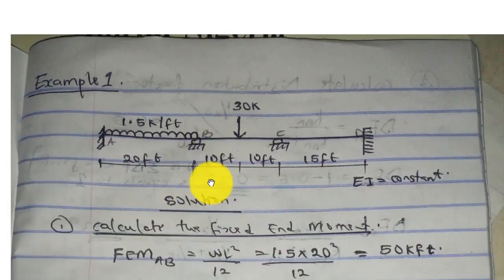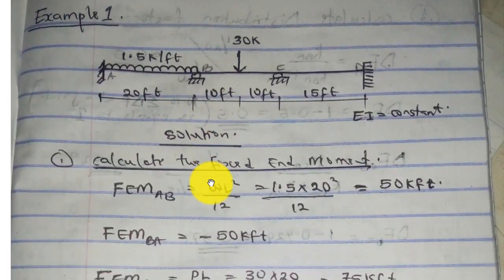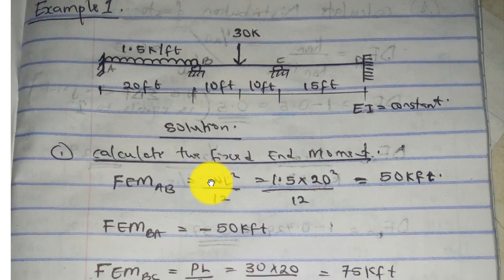So we are done now. We now go to the analysis of the improper frame. See, this is the first example. Example one. Now look at it.